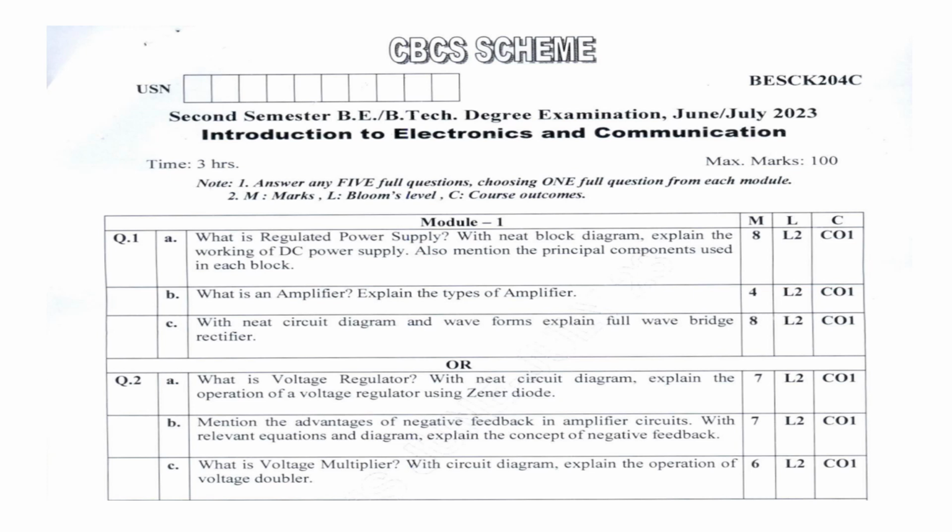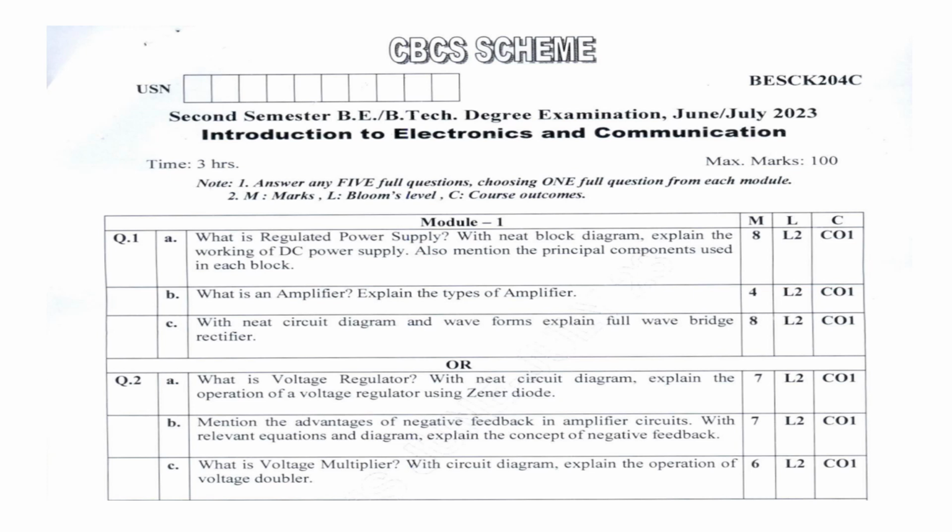And next is, mention the advantages of negative feedback in amplifier circuit. With the relevant equation and diagram, explain the concepts of negative feedback. And the last question is, what is voltage multiplier? With circuit diagram, explain the operation of voltage doubler.